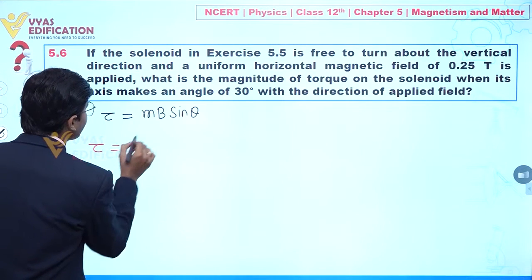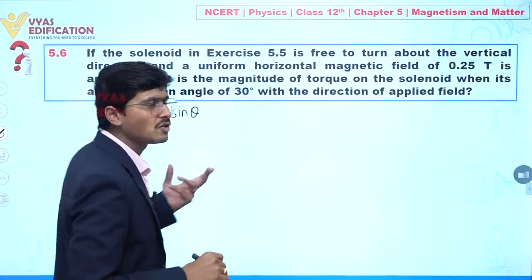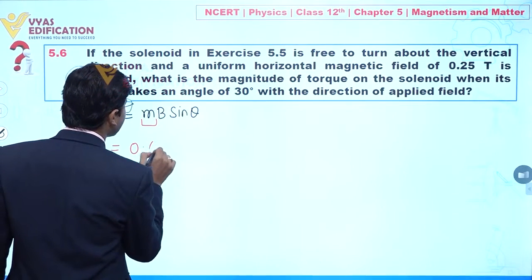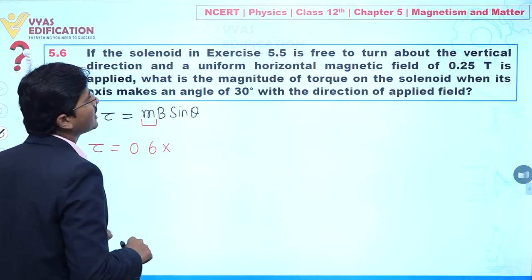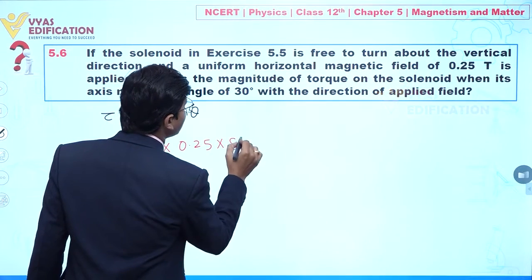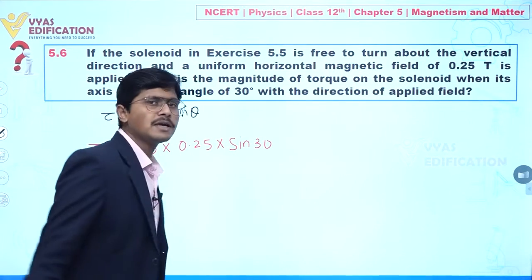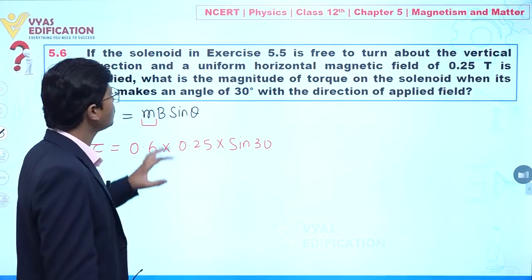So I can see the value of m. We can take the value of m from the previous question, and this value we are getting is 0.6 joule per Tesla. Clear? The value of magnetic field is given as 0.25. Clear? And the angle between the magnetic moment and the magnetic field is given to you as 30 degrees.